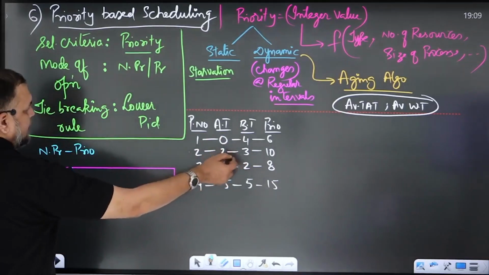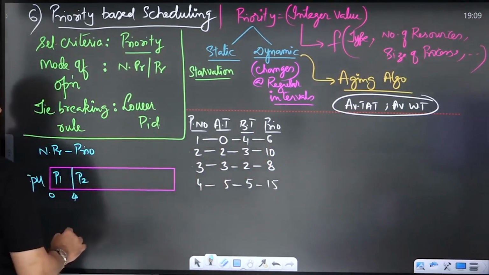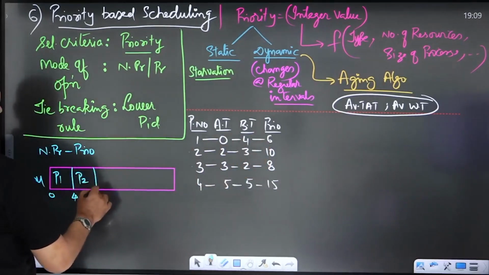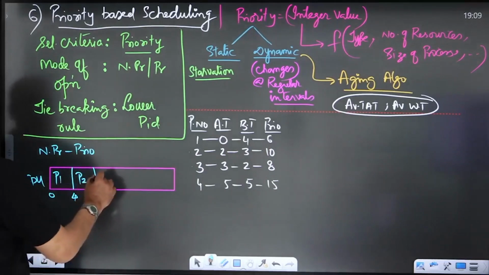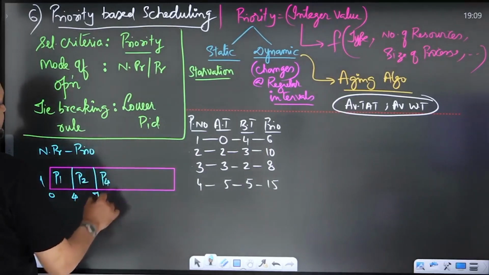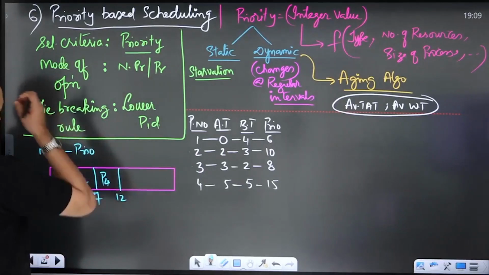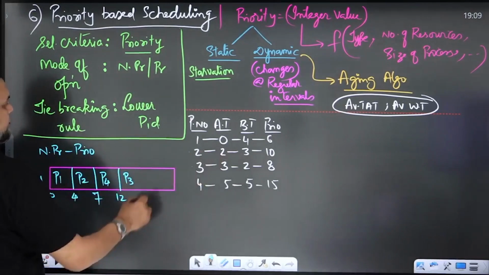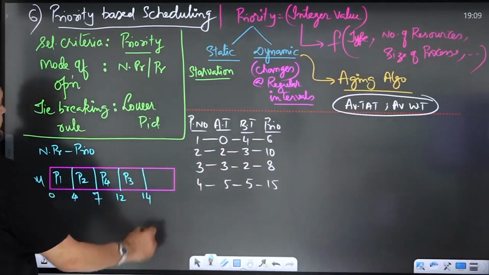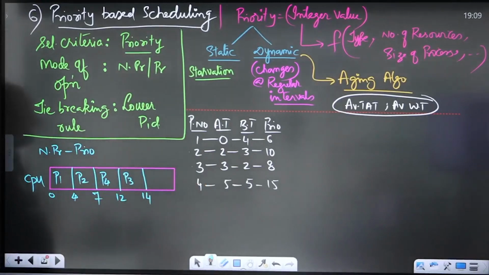So among them, higher priority is whom? P2. So we schedule P2. Non-preemptive, completes at time 3 units, means 7. Now by time 7, everybody has come. So next we schedule P4, having burst time of 5 units, so 12. And then P3, having burst time of 2 units, so complete at time 14. This is non-preemptive priority based.